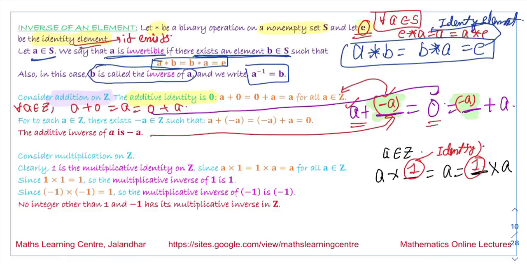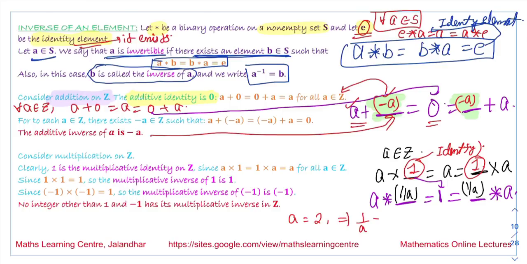Now when we want to find the inverse, by the definition of inverse we have A star some element that should be equal to identity, and that should be equal to some element into A. So that element we have over here is equal to 1 by A. Now if we consider say A is equal to 2, then this implies 1 by A is equal to 1 by 2, and this is not an integer. So it means for A is equal to 2, the inverse does not exist.